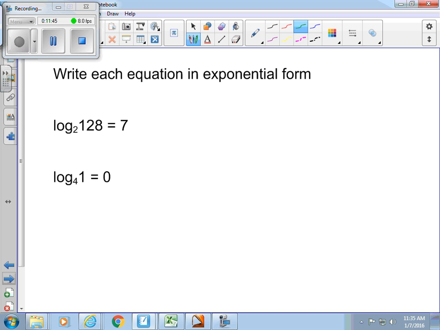Okay, so write these in exponential format. Log base 2 of 128 sounds scary. 2 to the 7th equals 128 is not terrifying at all. Okay? Sure. It just says write it in exponential format.